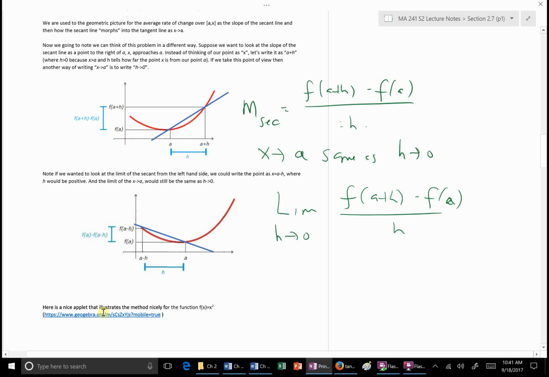But this is an output that illustrates this. It looks at the curve y equals x squared. It starts at 0.11 on the curve, and it tells you what h is. Then you can see what's happening to the secant line as h changes, the same slope, the same thing.